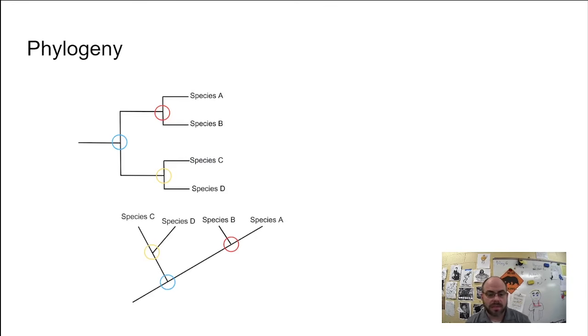Two ways to represent this. At the top, you have a phylogenetic tree. At the bottom, you have a cladogram. We're not really dealing with a lot of the terminology associated with these diagrams, like clades and that kind of thing. Not important. I appreciate this picture because it puts them side by side.